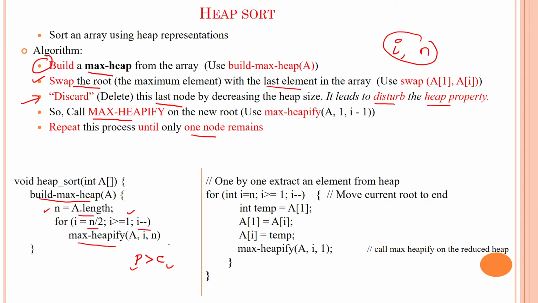Once it is done, then we can delete the node. We can swap the node by using this code. Here we will swap the index value n and index value 1. Once it is swapped, then we have to check the max heapify process. After that we will decrement the i value by 1. Once you decrement the i value by 1, automatically that nth node will be deleted from the heap. So that is the thing here.